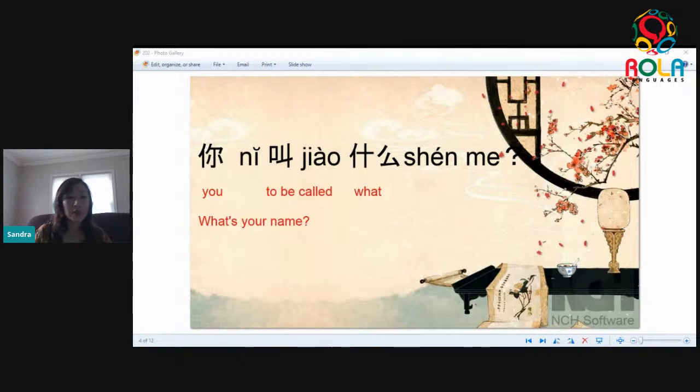If you wish to ask about a person's name, we say 你叫什么？ 你, as we learned last time, is you. 叫 is to be called. Actually, 叫 is a verb. It means call. But in Chinese, the passive form, sometimes it doesn't show in the sentence itself. It's a more complicated grammar point. We will talk about it later on.